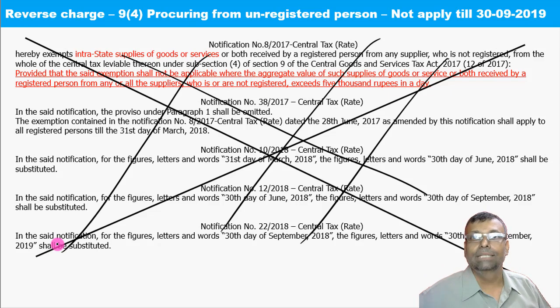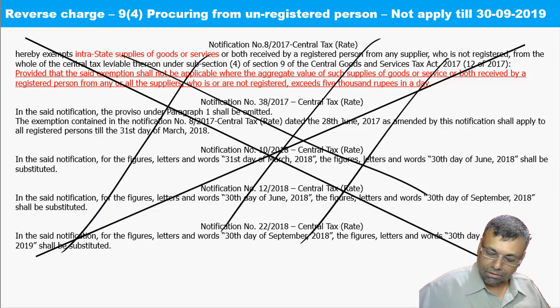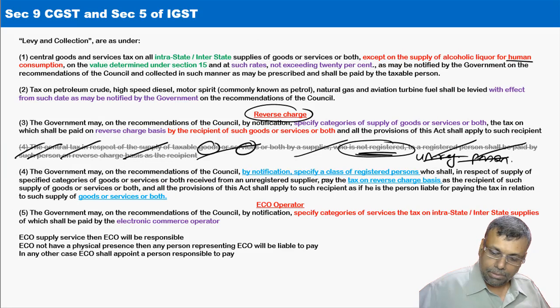It has been gone. It has been deleted. That means now there is no, I repeat, there is no reverse charge mechanism with respect to purchases from an unregistered person. There is no RCM on this front. Previously there were a lot of notifications on that front, but they are all to be deleted and are not to be followed. Okay, so now come to the further part of this levy and collection.